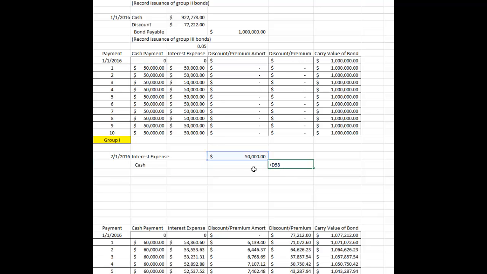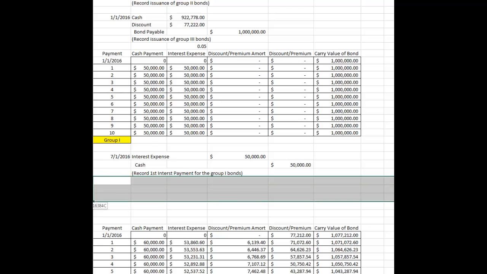So this is very simple. This is to record the first interest payment for the Group 1 bonds. That's it, right? That's all we have to do. Interest expense is debited, it decreases our net income in the current accounting period, and cash decreases, decreasing our current assets in the current accounting period. Okay, that's the Group 1 bonds.